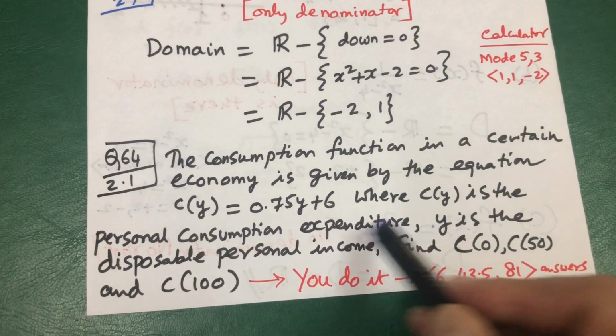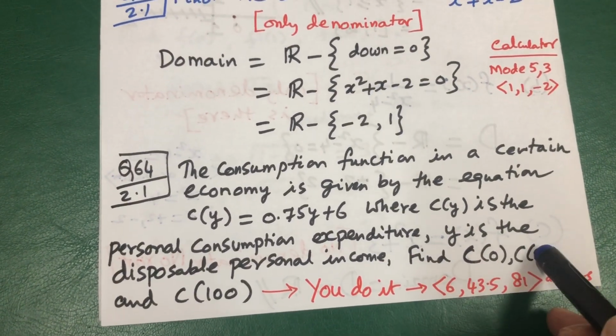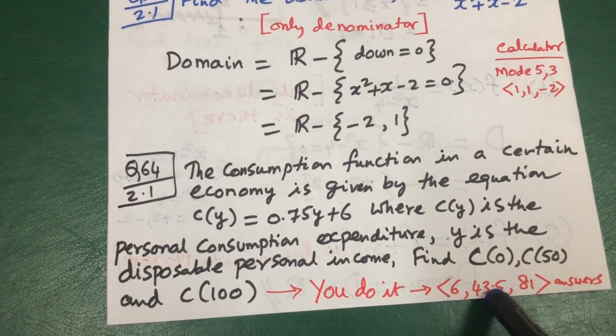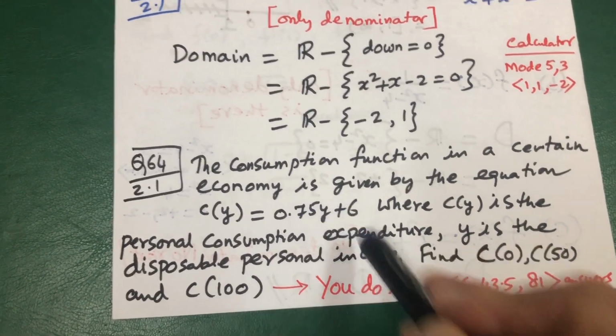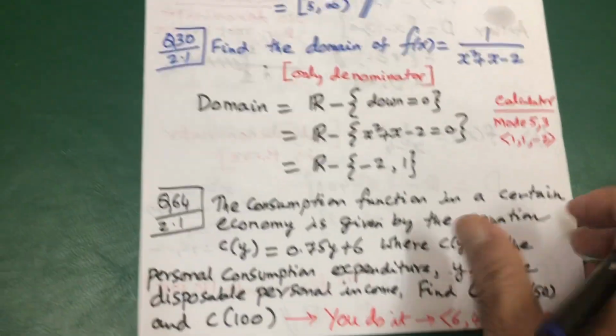If you do it, C0 will become 6, that will be the answer. C50 means replace here, you get 43.5 as the answer. When you replace 100, this is 75 plus 6, 81 will be your answer. Please do it by yourself.